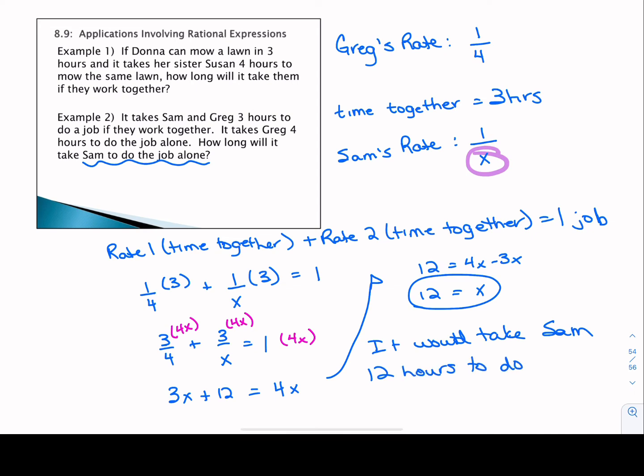So that's extreme, but remember, it only took them 3 hours when they were working together. So Sam wasn't given a whole lot of help. So as always, you want to make sure that your answer makes logical sense when we compare it with the application. And in this case, we see that Sam's rate was considerably longer than Greg's rate.